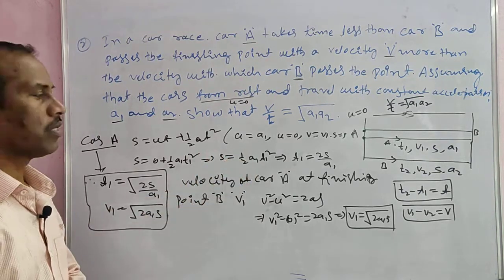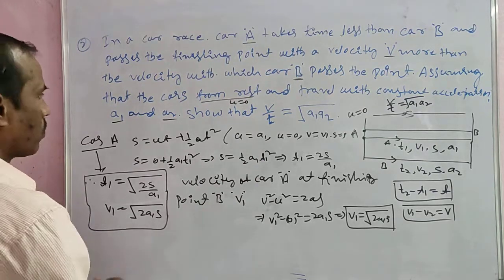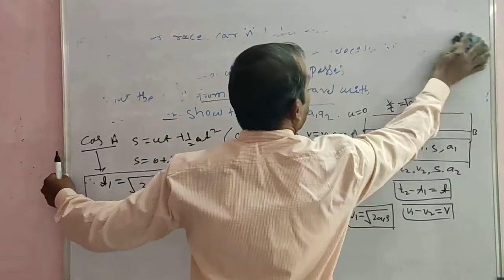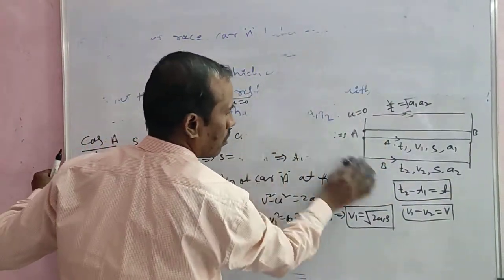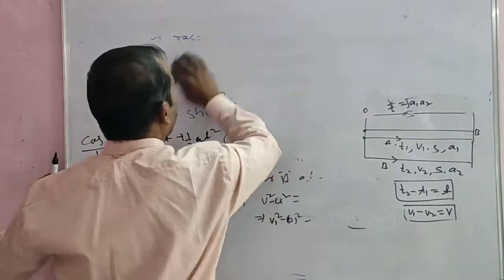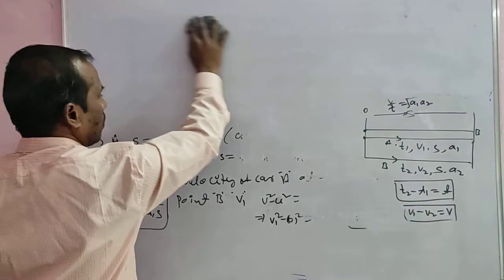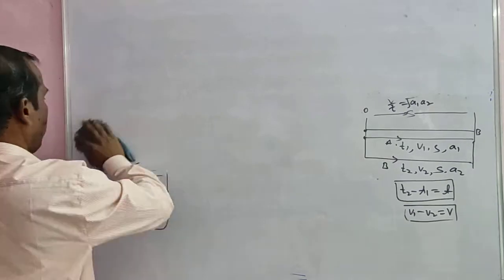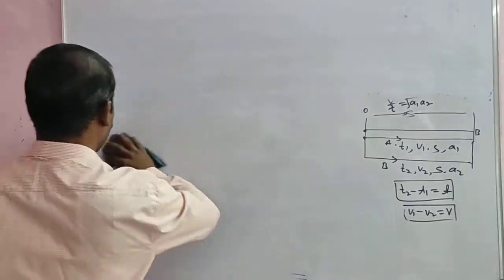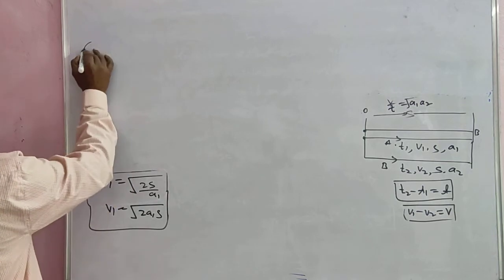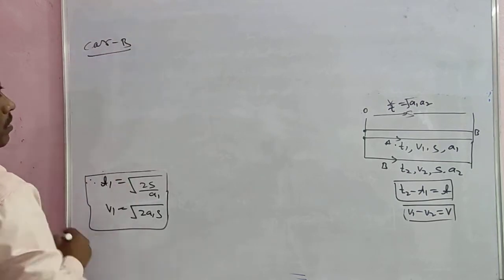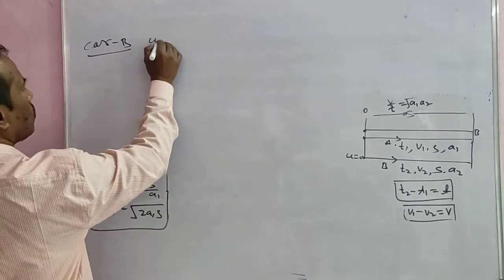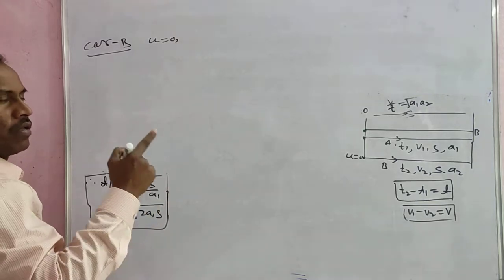Next, car B. For car B, the initial velocity u is equal to 0. At the starting point, the car starts from rest.